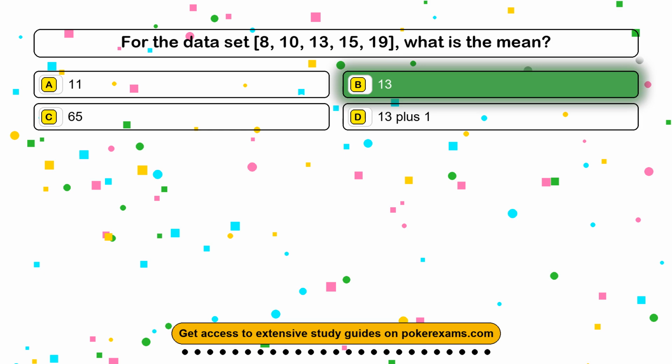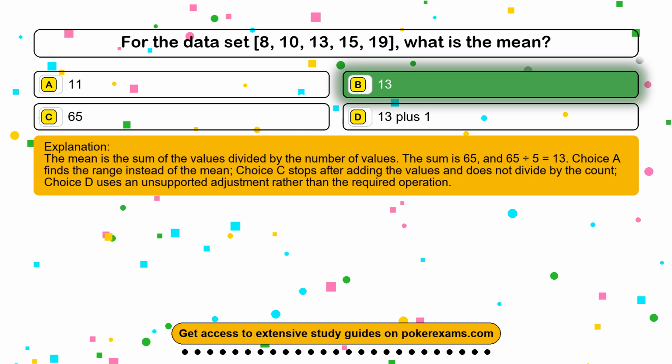The correct answer is option B, 13. The mean is the sum of the values divided by the number of values. The sum is 65, and 65 divided by 5 equals 13. Choice A finds the range instead of the mean. Choice C stops after adding the values and does not divide by the count. Choice D uses an unsupported adjustment rather than the required operation.